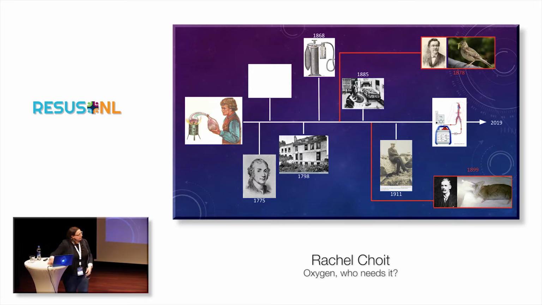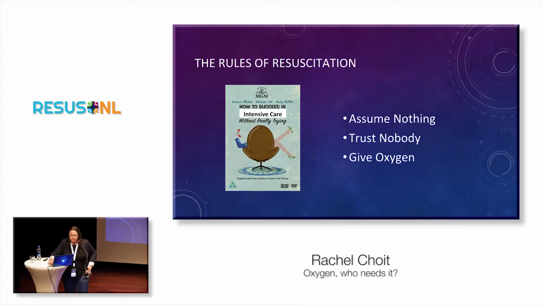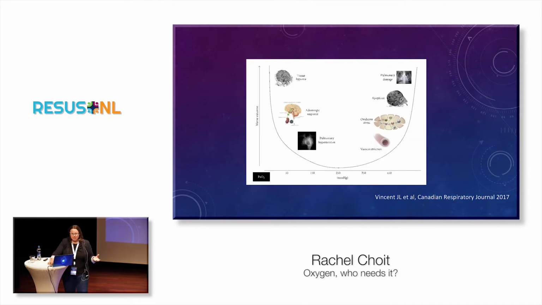So that brings us up to the present day. I was certainly taught hypoxia is bad for you. And when resuscitating someone, assume nothing, trust nobody, give oxygen. And that's probably still very much taught today. Providing supplemental oxygen is fundamental to the management of critically ill patients, both during their initial resuscitation and throughout hospital. But there's increasing interest and research into some of the harmful effects of hyperoxia, as well as just oxygen in non-hypoxic patients.